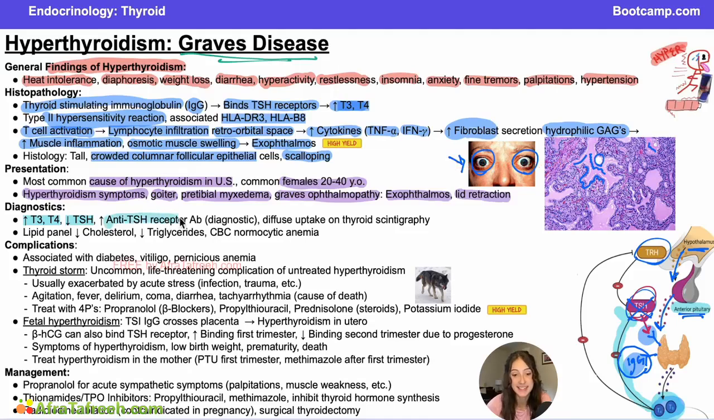Finding these anti-TSH receptor antibodies in the serum is going to be pretty diagnostic of Graves' disease. There's a few things that can also cause this, but when you see these antibodies, you should have a heightened suspicion for Graves' disease in particular.